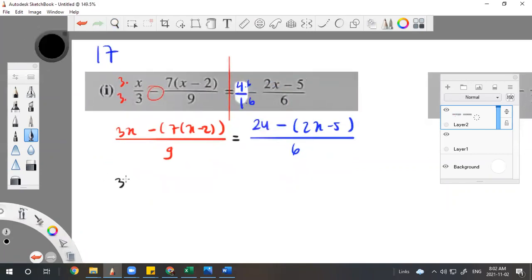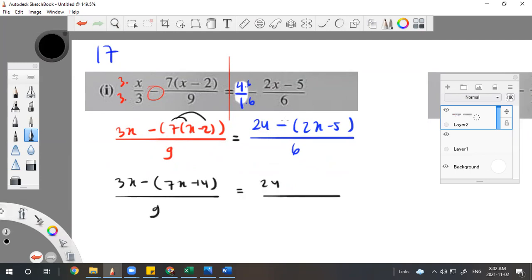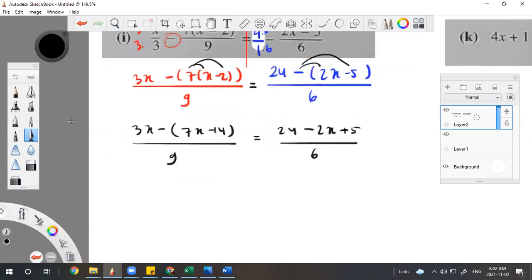Okay, so 3x minus 7x minus 14, right? Do it slow, but sure. 24, open the bracket, negative 2x plus 5, minus 2x plus 5, I mean, over 6. And you can simplify this. 3x, slow, ya, ini slow banget. 24 plus 5, 29 minus 2x over 6.